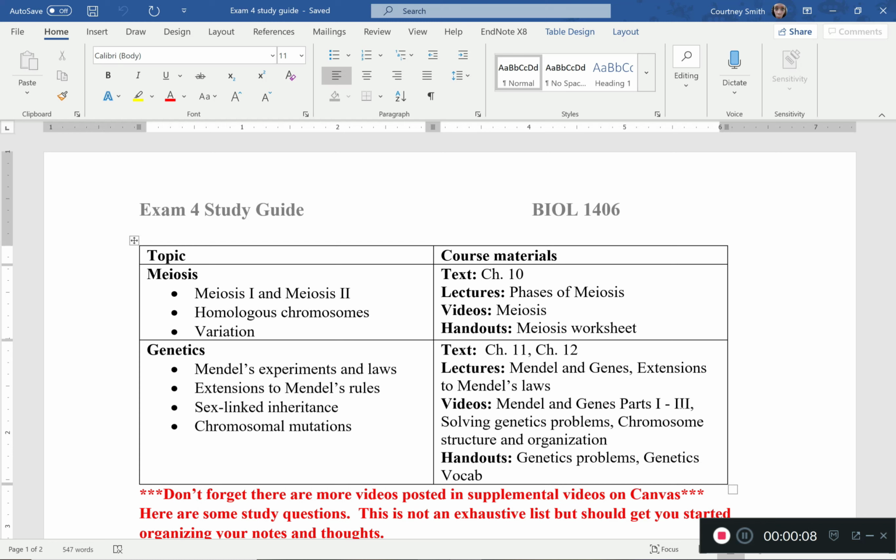In this video, I'm going to use our study guide as a backbone, and I'm going to show you where to find all the answers and maybe even do some of the Mendelian problems that will pop up. Once again, as a disclaimer, this is not a comprehensive or exclusive list of everything on the exam, but it's a good place to start. Also don't forget about all the supplemental videos on Canvas, as well as all the supplemental handouts. Definitely take a look at those. Let's go ahead and get started.